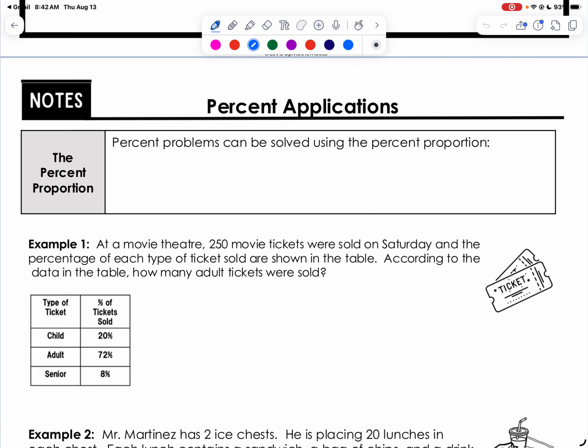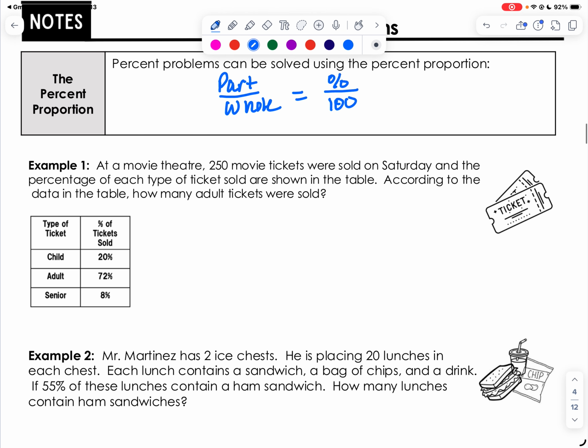In today's lesson, we will be solving real-world problems involving percents. But before we do, let's review the percent proportion. So percent problems can be solved using the percent proportion, which says the part over the whole is equal to the percent over 100. All right, let's try out the percent proportion in example 1.